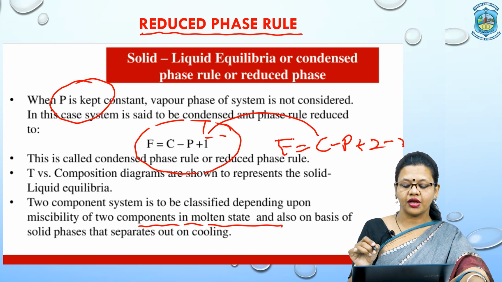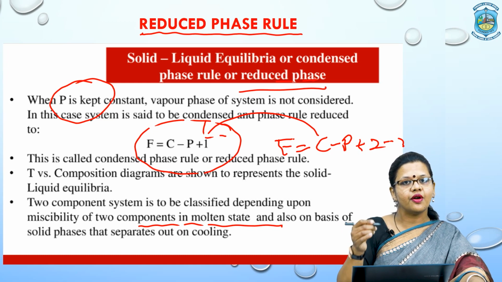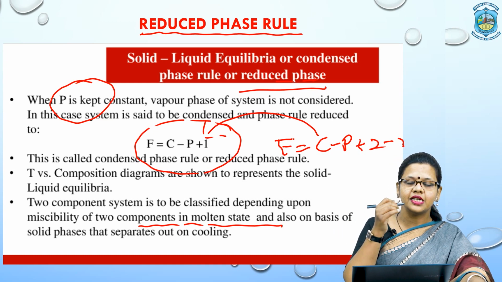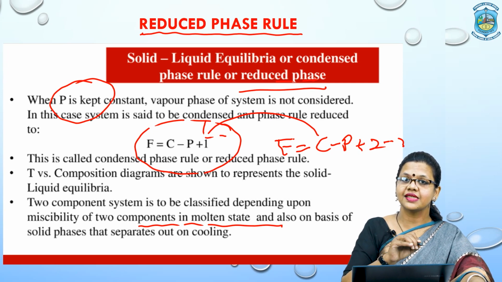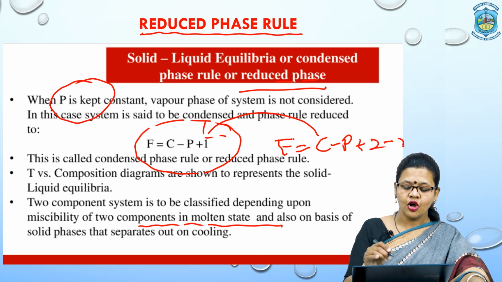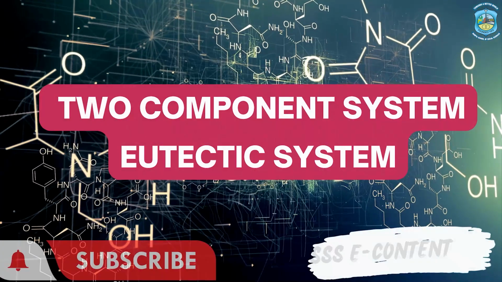Since this is talking about the reduced phase, one of the phases is being reduced. It is only solid and liquid, so we are talking about two phases. The gaseous phase is not being considered in the parameters. So this phase rule is termed as the reduced phase rule and it is applicable for two component systems where the two components are in the molten state.